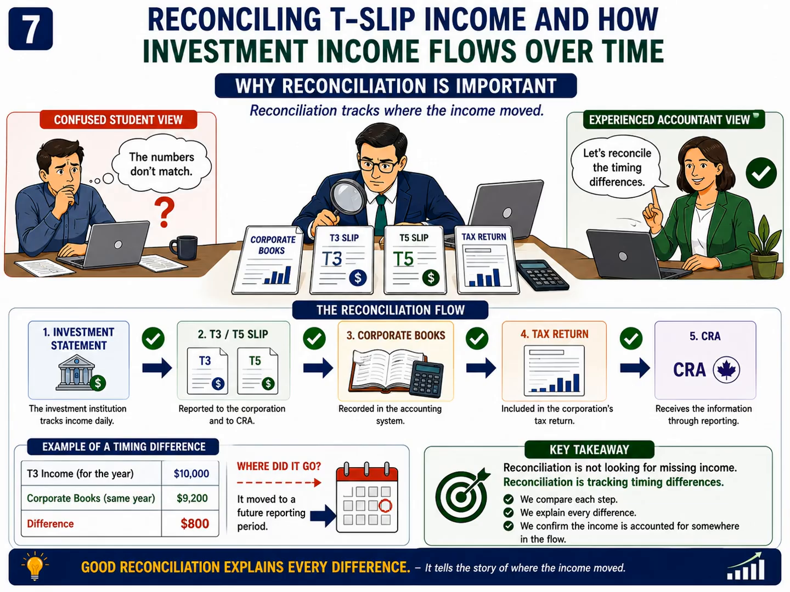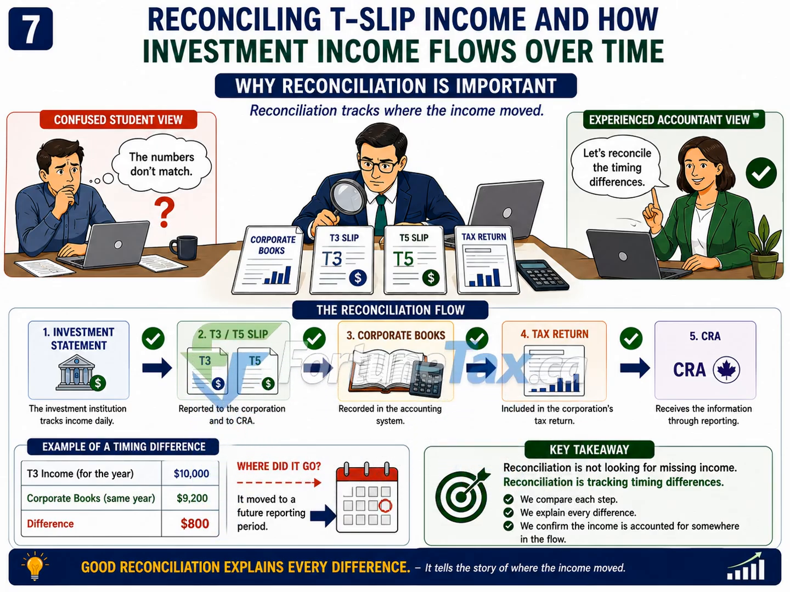Now that we understand that investment income flows continuously through time, let's talk about one of the most important tools accountants use to track that flow: reconciliation. The word reconciliation can sound intimidating, but the concept is actually very simple. Reconciliation is the process of explaining differences between two sets of numbers. And when it comes to investment income, those differences are often caused by timing rather than mistakes.